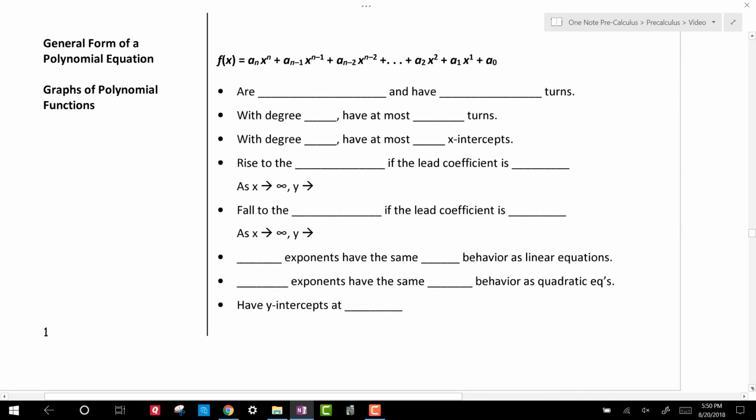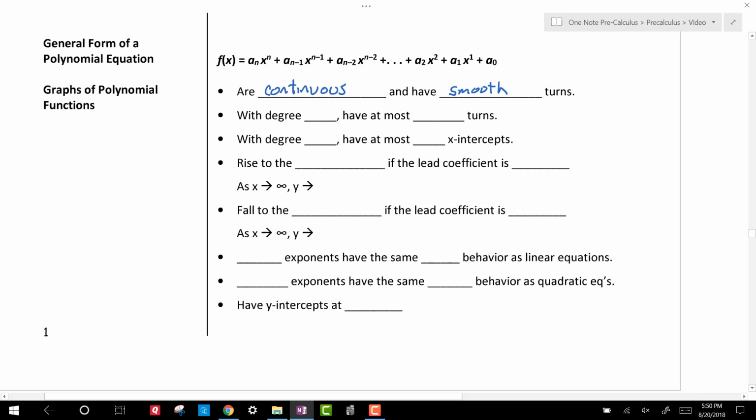All right. So a polynomial, there's some things that we want to know about polynomials in order to sketch these things. Number 1, they are continuous. You'll notice none of those graphs had any stops and starts or anything like that, and they have smooth turns. Every one of those graphs had nice smooth curves, no sharp edges or anything like that.